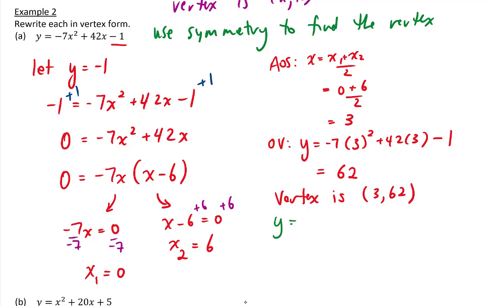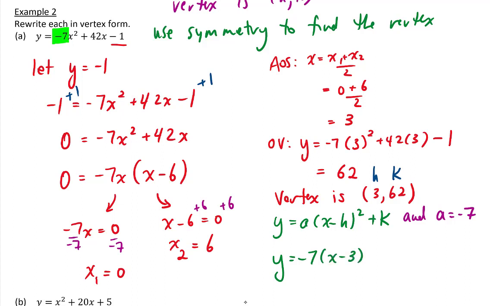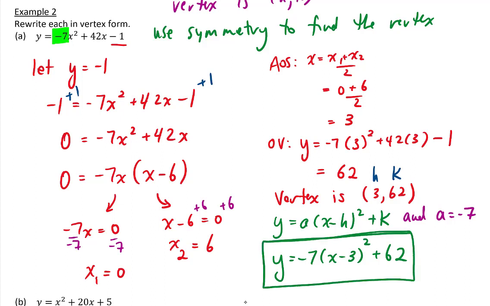So remember, vertex form looks like this: y equals a(x minus h) squared plus k. So our vertex here, there's our h and there's our k. But we also have the a value. If you look at the start here, the -7 is our a value, and we know that a equals -7 from standard form. So now if we sub these all in, we get y equals -7(x minus 3) squared plus 62. And this is our equation in vertex form. Again, the h and k is our vertex, and the a value was already stated in standard form.